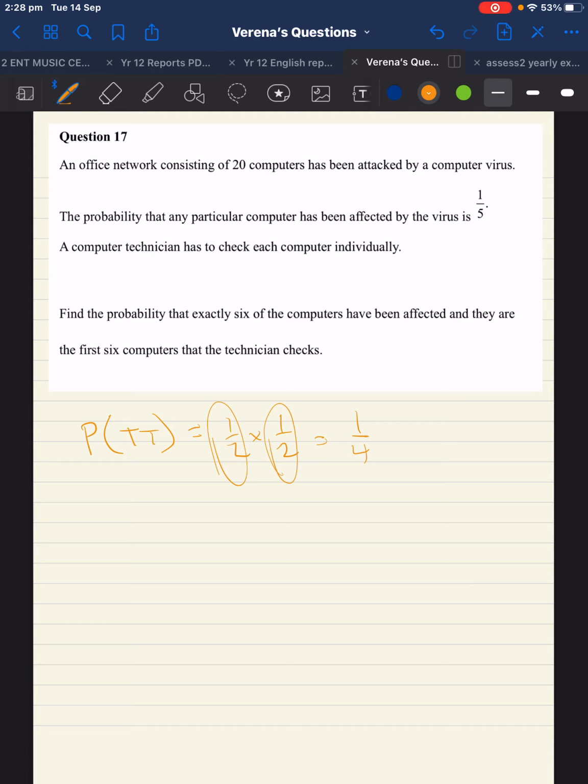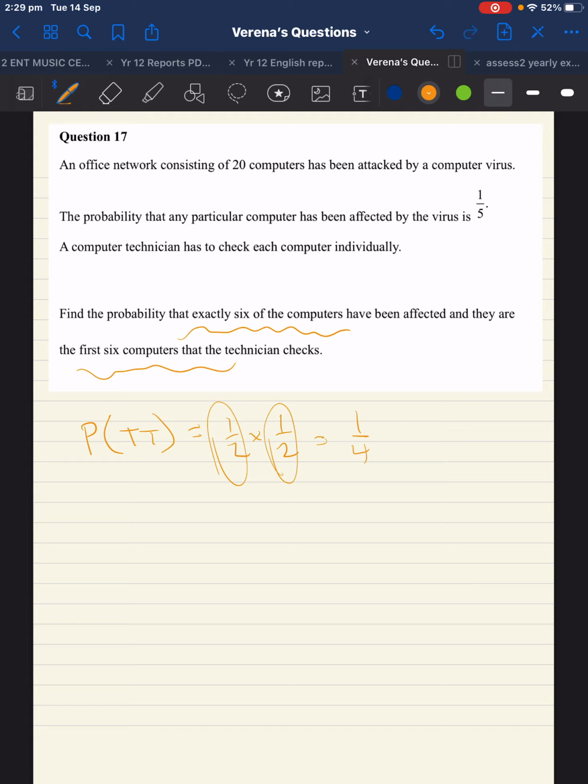But there's 20 computers, right? So we want to find the probability of the scenario where the first 6 computers all have the virus and then the next 14 don't. It's exactly 6 of the computers have been infected and they are the first 6 that he checks. We know this is extremely unlikely, right? You've got 20 computers, 6 of them have infections. You're going around and checking them. What are the odds that the exact first 6 you check are the ones that have it? We know it's unlikely. Let's find out the exact probability.